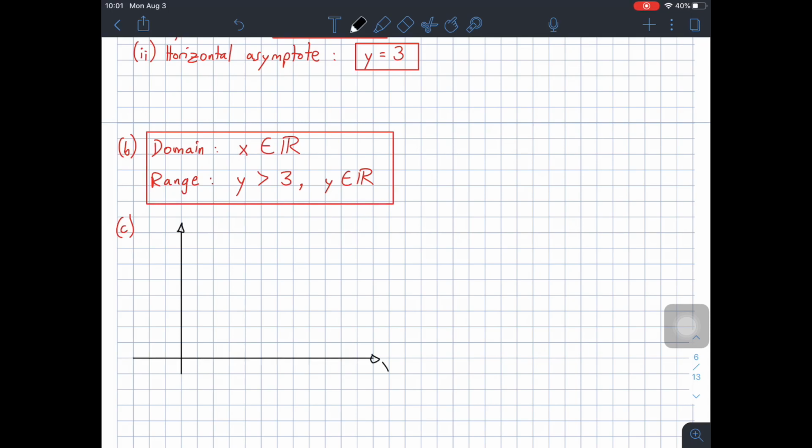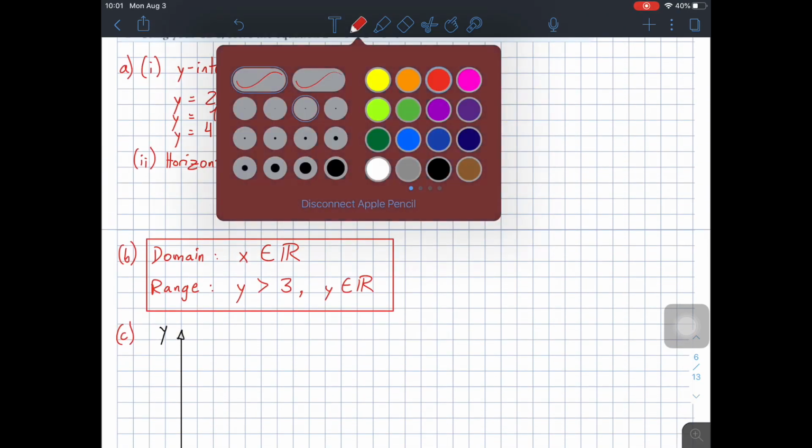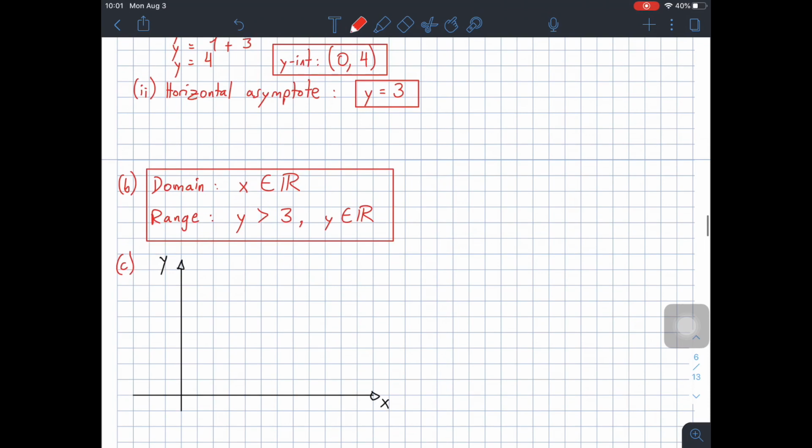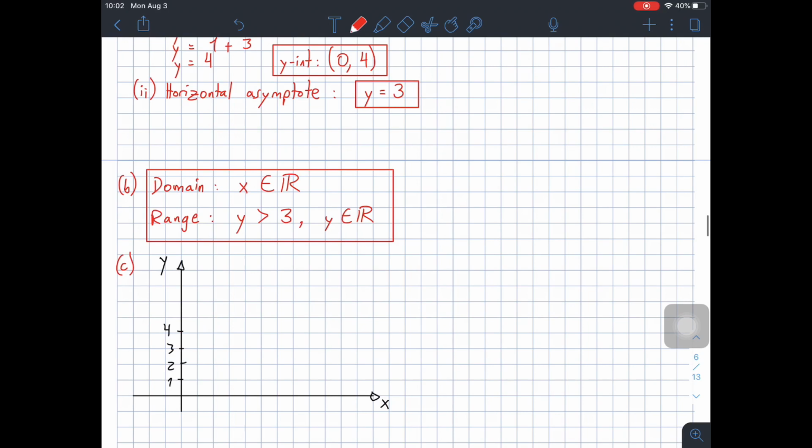So this is x, this is y. Since we have found the y-intercept, maybe that's an interesting point to plot on the graph. Let's say that this is 1, 2, 3, 4, and so on, right? Since it's a sketch, I'm only putting those values. So (0, 4) is a known point of the graph.